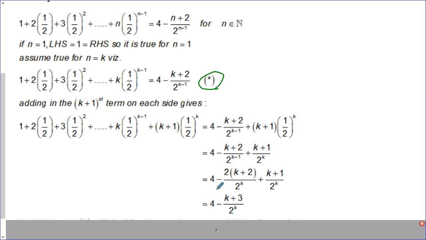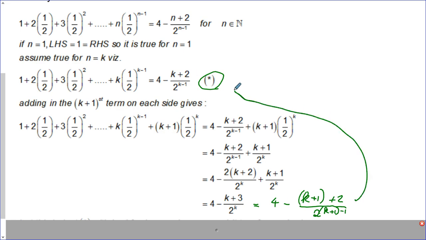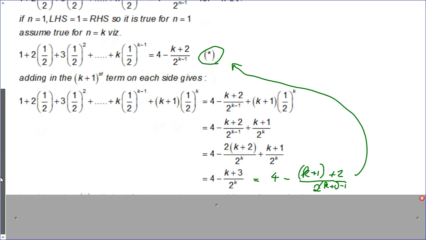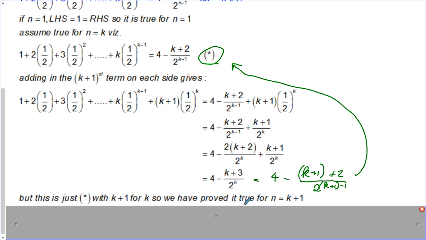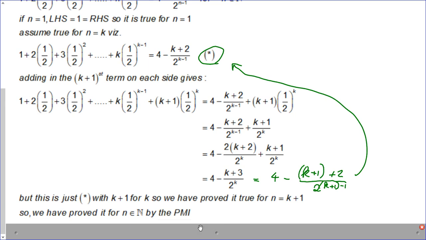Just to make that clear, here we had a k plus 2. Now we've got a k plus 1 plus 2. I could even be a little bit more explicit and write it as 4 minus k plus 1 plus 2. And on the bottom, we've got 2 to the k plus 1 minus 1. So this is exactly the same as that, but with a k plus 1 where there was a k. So if it's true for n equals k, we've proved it true for n equals k plus 1. Therefore, it's true for n equals k plus 1, and by the principle of mathematical induction, it's always true.